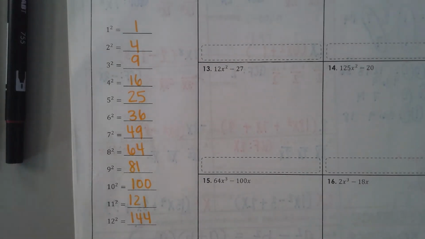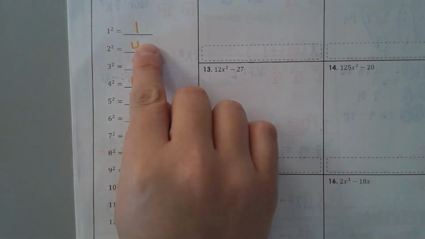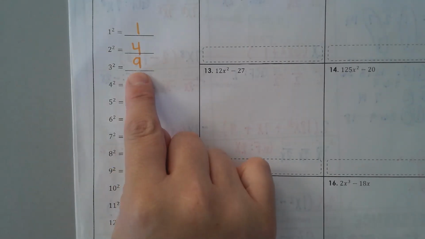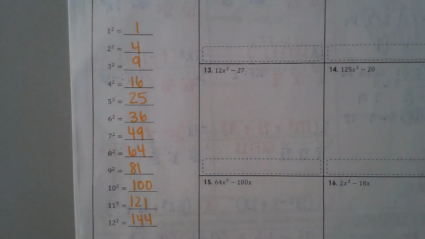Probably know most of those by now. But 1 squared is 1. 2 squared is 4, which means the square root of 4 is 2. 3 squared is 9. 16, 25, 36, 49, 64, 81, 100, 121, and 144. Those are your first 12 perfect squares.